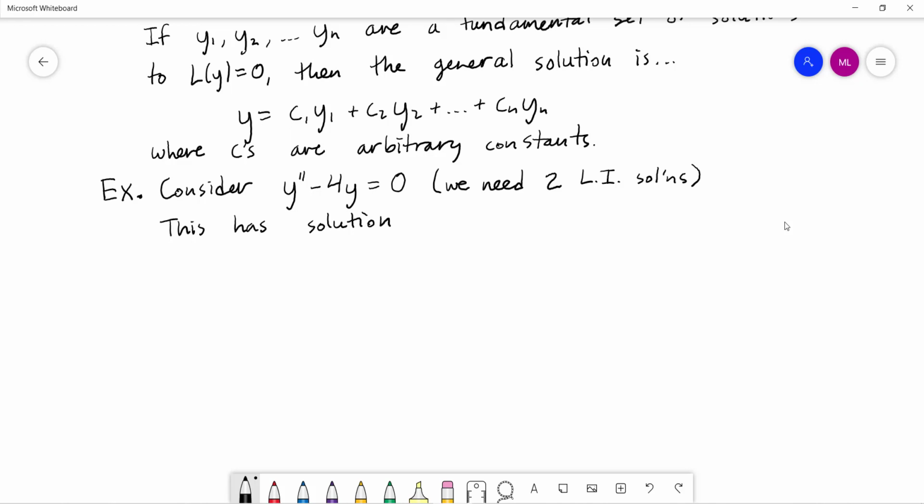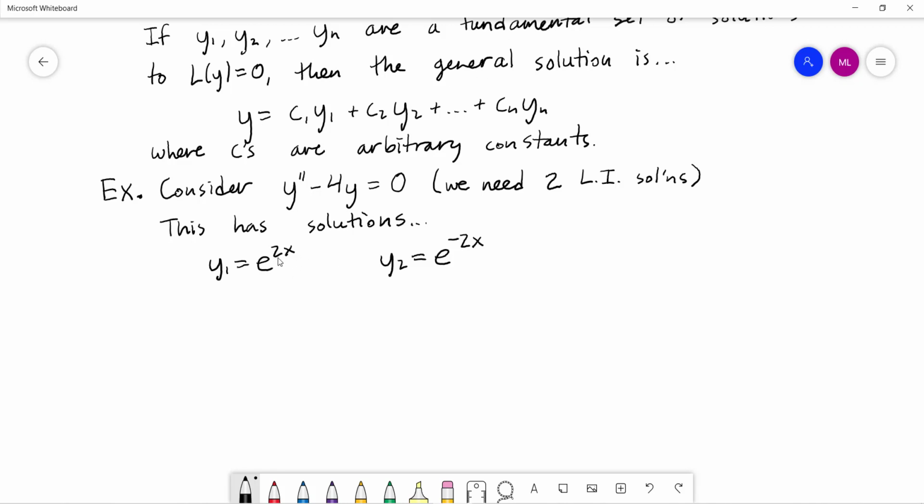Let me just tell you 2 right off the bat, and in the next video, we'll talk about how we find these. But for the time being, let me just give you the solutions. So this has solutions. y1 is equal to e to the 2x, and y2 is equal to e to the negative 2x. And you can verify by plugging in.